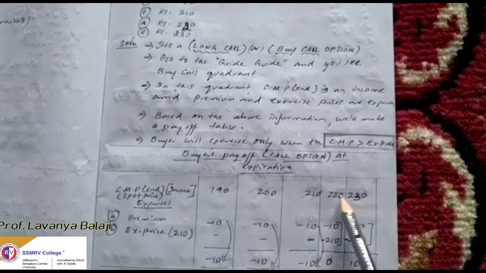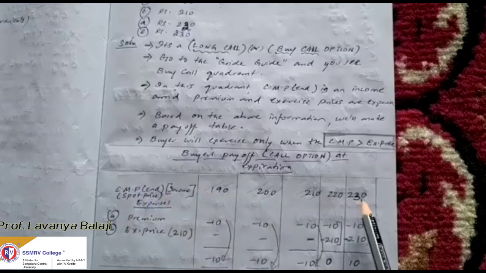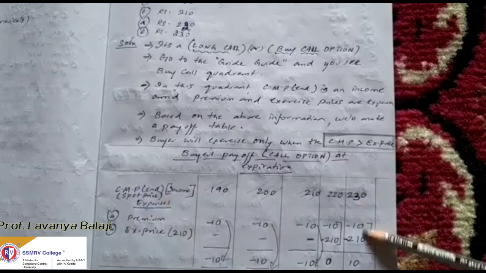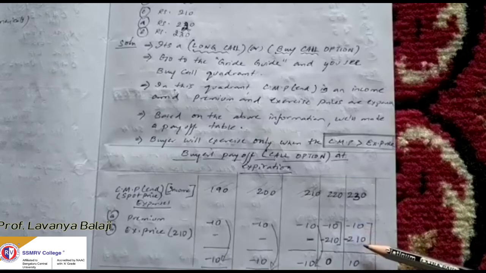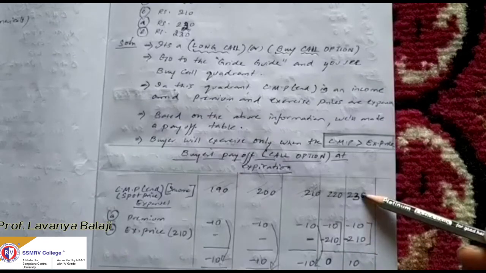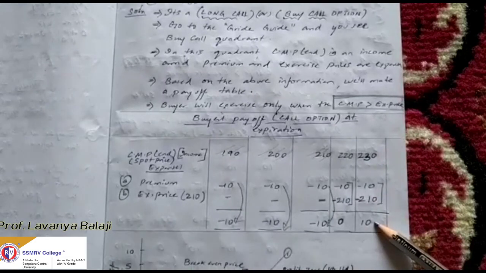why all these values are positive? Because the current market price is an income for the buyer. So all these values are positive. 230 is also a positive value. Now plus 230, and over here under expenses we have two things, minus 10 premium and minus 210, nothing but the exercise price, making a total of 220. So minus 220 plus 230 gives a plus 10. So the buyer is earning 10 rupees over here.